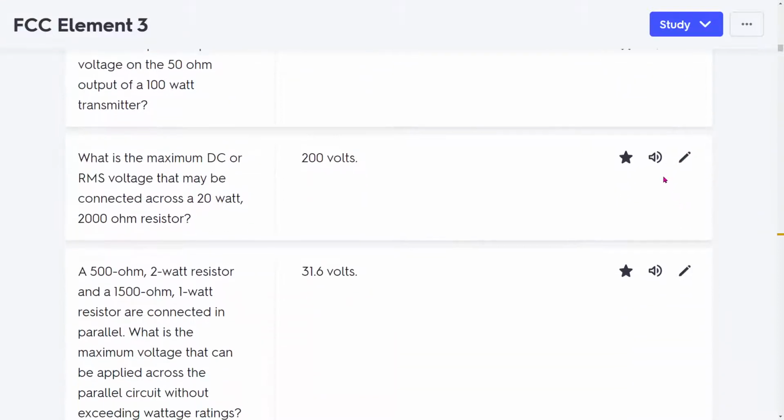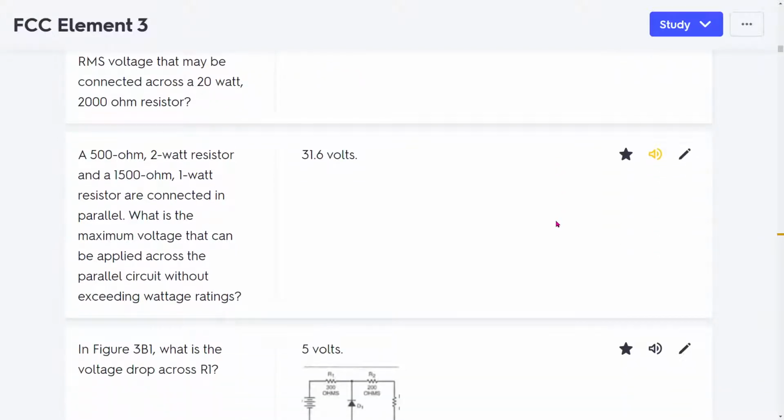200 volts. What is the maximum DC or RMS voltage that may be connected across a 20-watt 2000 ohm resistor? 200 volts. A 500 ohm 2-watt resistor and a 1500 ohm 1-watt resistor are connected in parallel. What is the maximum voltage that can be applied across the parallel circuit without exceeding wattage ratings?